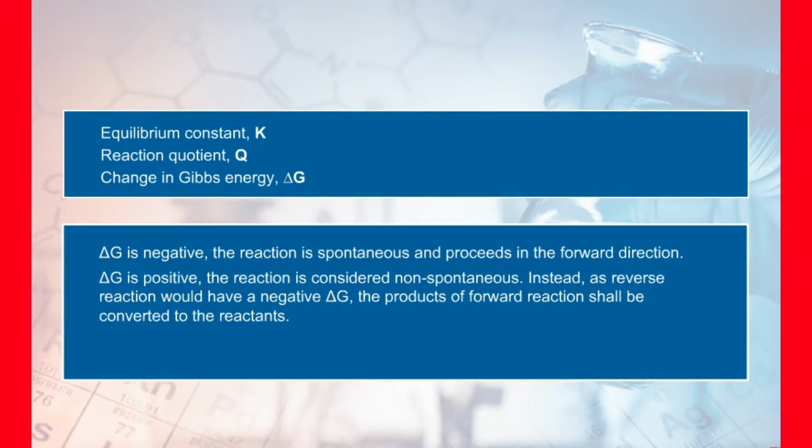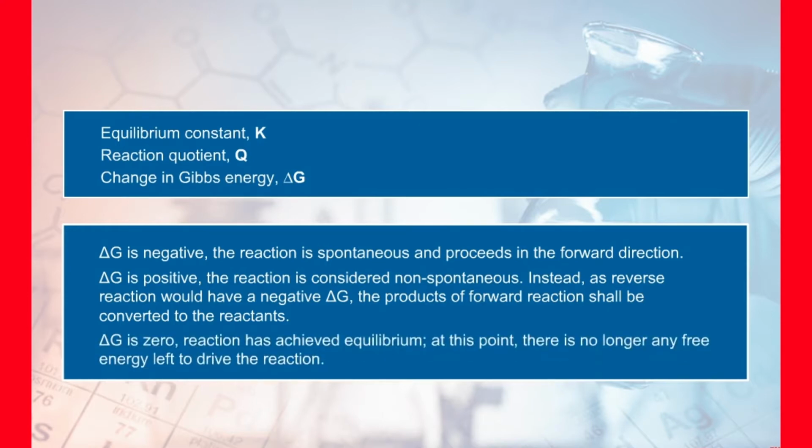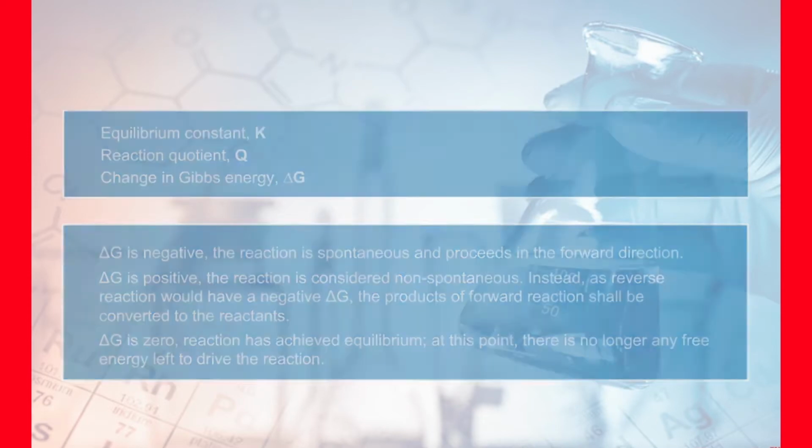In such cases, the reverse reaction would have Gibbs energy change as negative. Thus, the reverse reaction becomes spontaneous. The reaction achieves equilibrium if the change in Gibbs energy is zero. At this point, there is no longer any free energy left to drive the reaction.